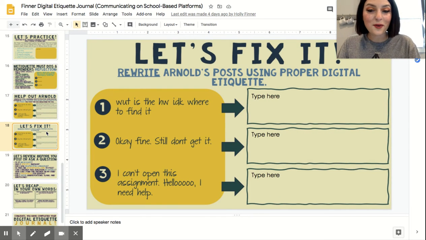All right, this is the fun part. We're going to now fix Arnold's mistakes. So again, he has his 3 mistakes on the left-hand side. I want you to think about those 5 traits that we use when we respond, and I want you to fix them on the right-hand column right here. So take a moment, again, pause, and respond.